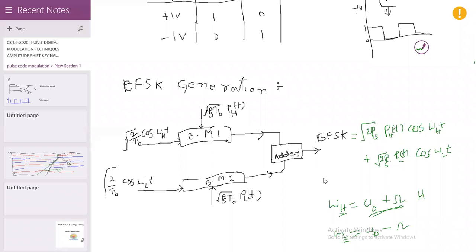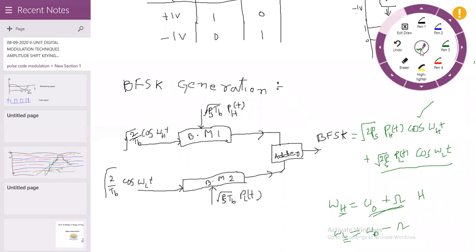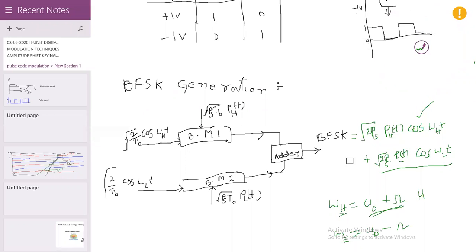If D of T is +1 volt, this term is 0, PL of T is equal to 0. Only this term is present. Whereas if D of T is minus 1 volt, this low frequency term is present and this term is 0. Like that we can transmit the signal. So this is the equation for the BFSK signal. Please note it down.